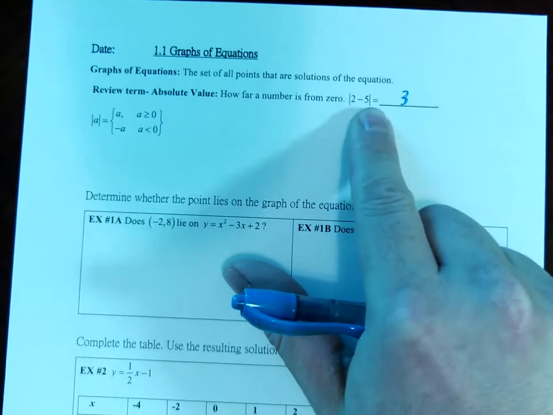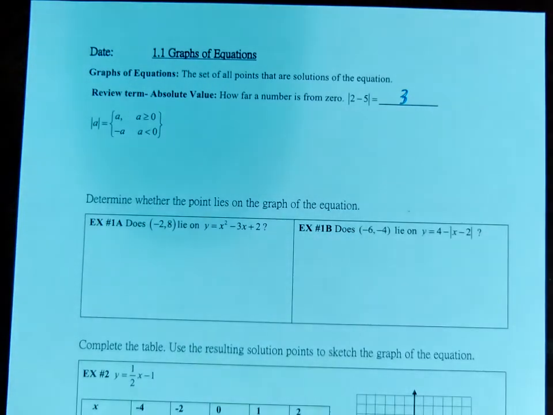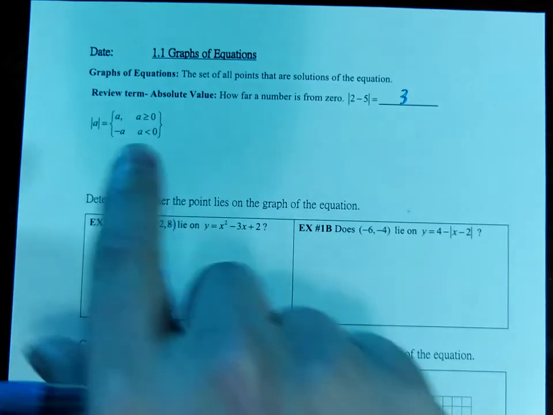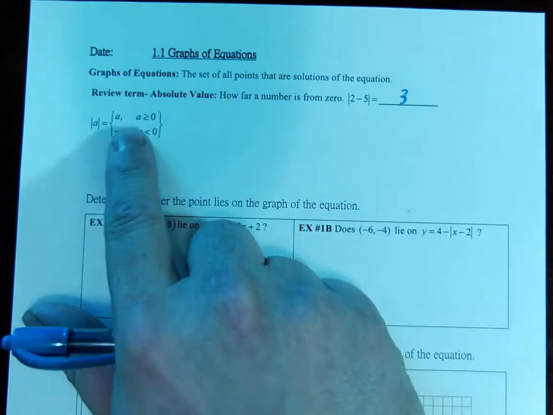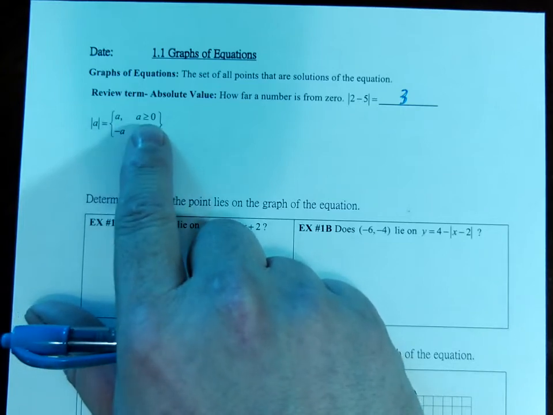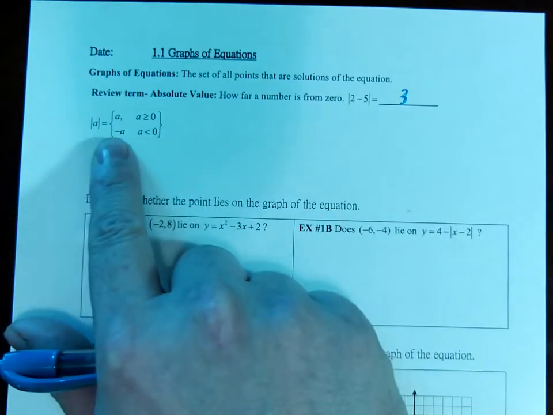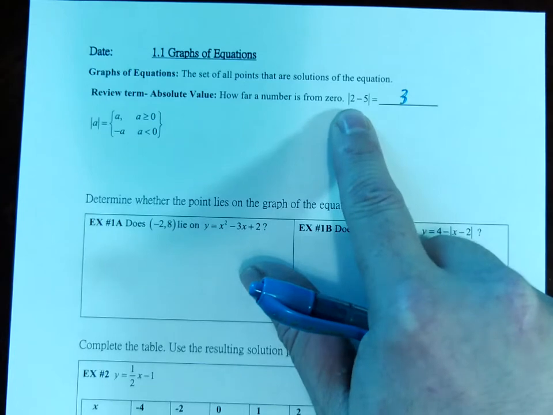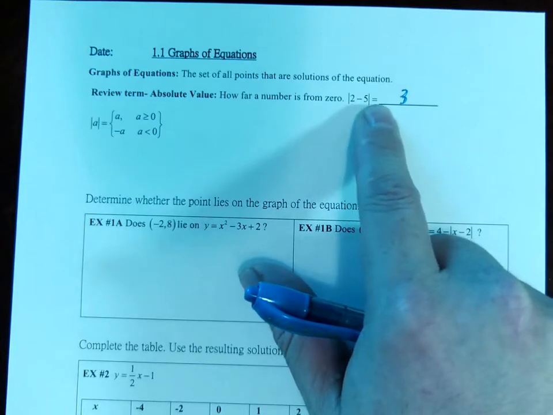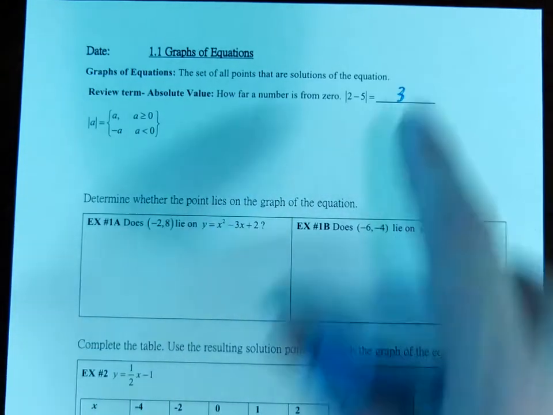5 minus 2, 3, 2 minus 5, 3, because 5 is 3 greater than 2, and that's what absolute value means. That's what we're saying here underneath. The absolute value of A is equal to A if A is bigger than 0, which would be the case if this was 5 minus 2, or the opposite of A if A is less than 0, which is the case here. 2 minus 5 is negative 3, but we choose positive 3 here because absolute value is the distance between two numbers.